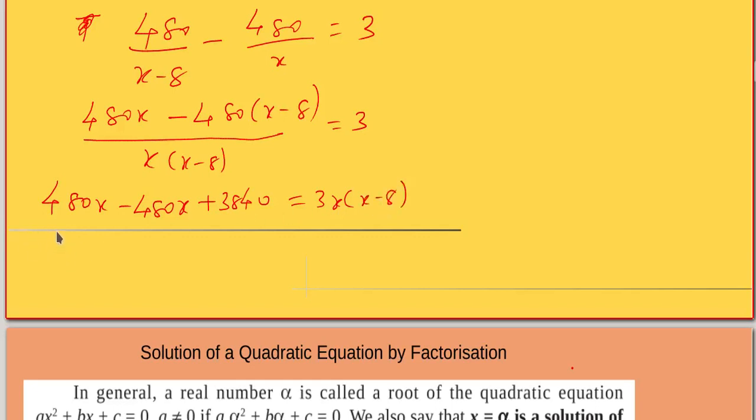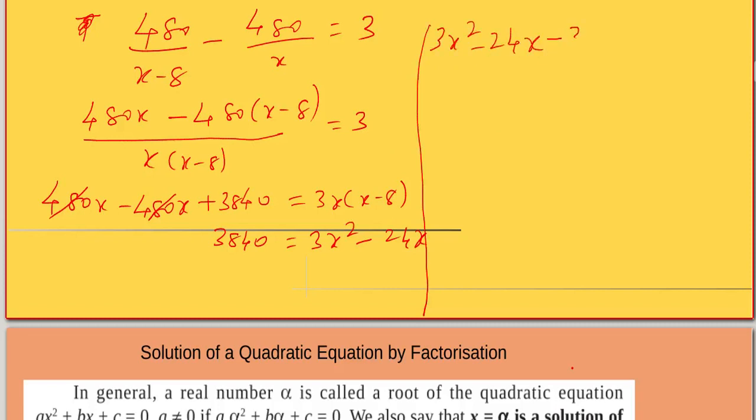So what will happen? 480x will get cancelled, one is positive, another one is negative. And this one, 3840 equal to 3x square minus 24x, we will get, right? So what do we get? Bring everything to one side: 3x square minus 24x minus 3840 equal to 0.